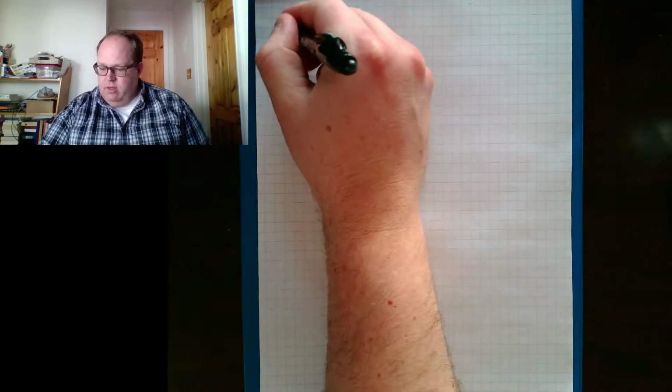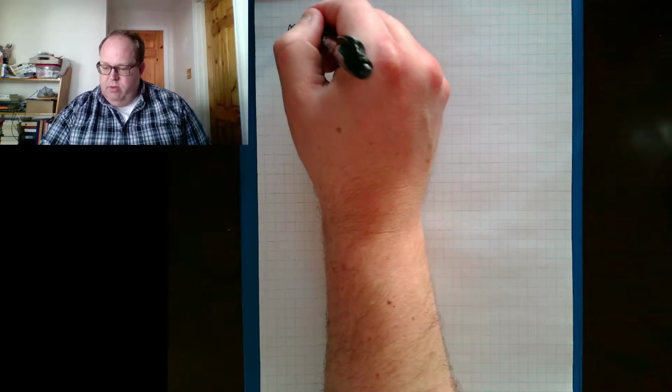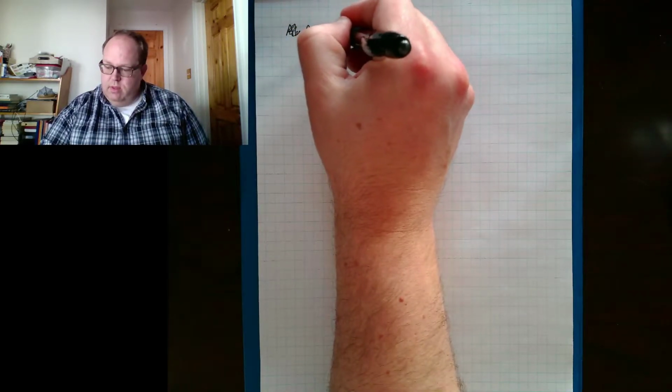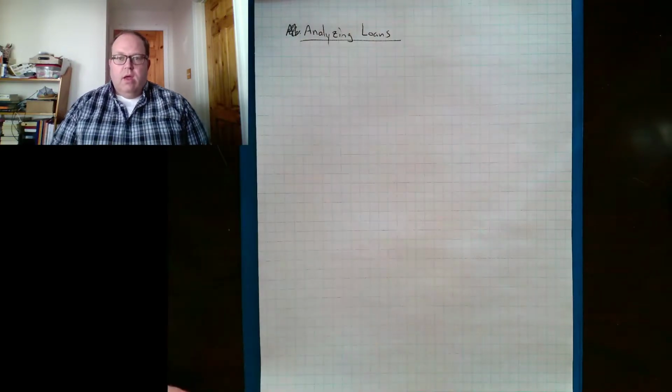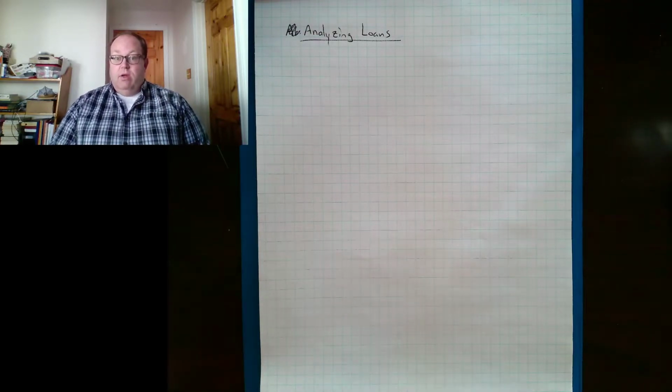Okay, we're going to talk a bit now about analyzing loans. We're getting into the debt portion of financial math. So, this is from your textbook on section 2.1. Might be able to spell here in a moment. Analyzing loans. So, we'll talk a bit on the debt side of things now.